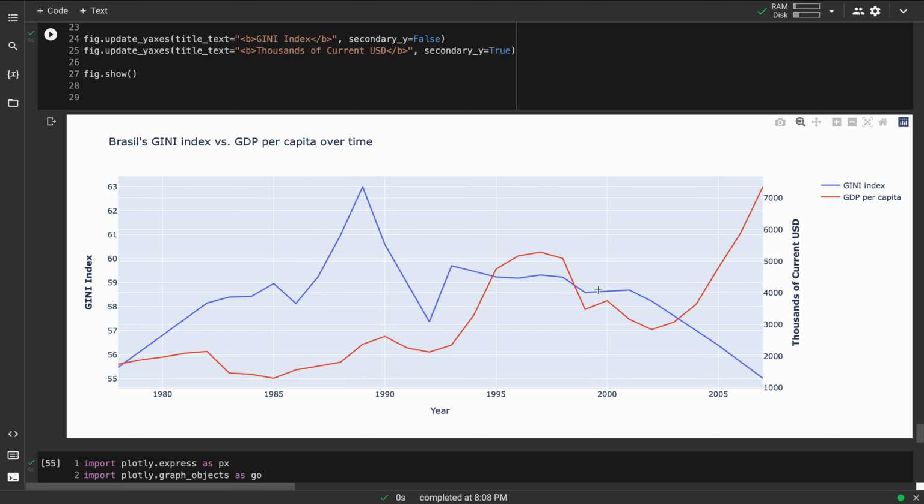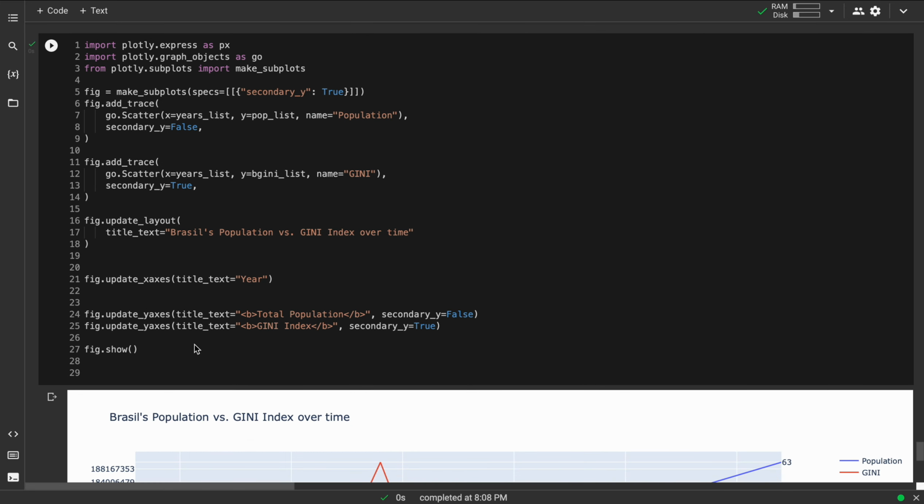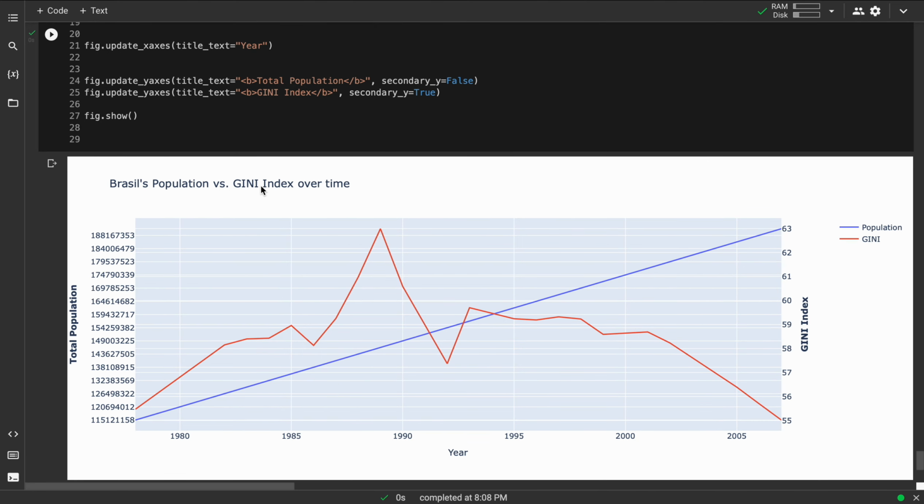And one conclusion that we drew from this is that typically, as we see in this range as well as in this range, the Gini index tends to be higher when the GDP per capita of Brazil is lower, and vice versa. So when the GDP is higher, the Gini index tends to be lower. And so we thought that that was an interesting observation, and we considered that very much when we were drawing our conclusions.